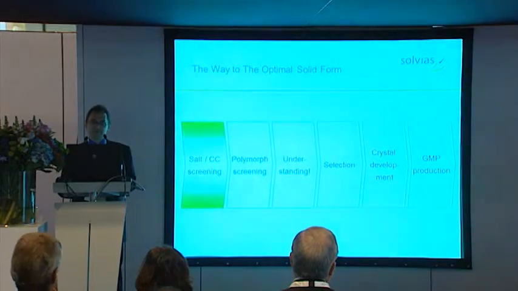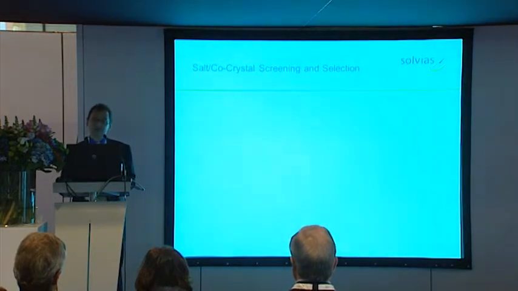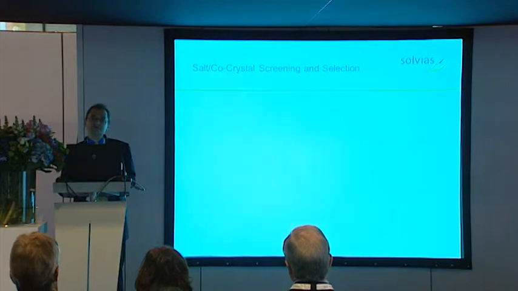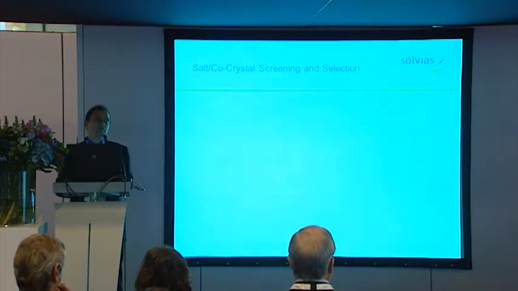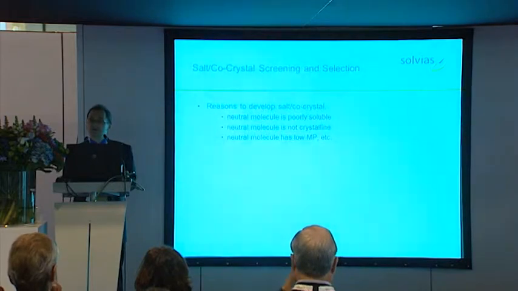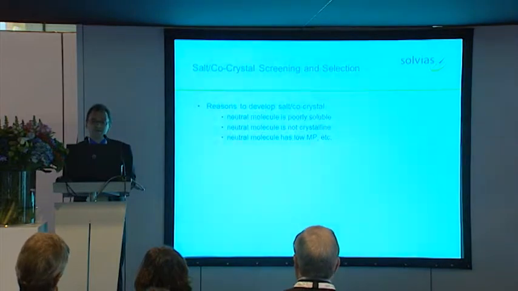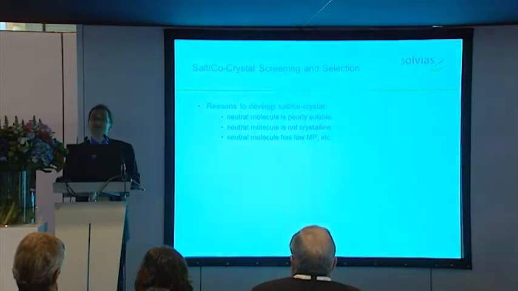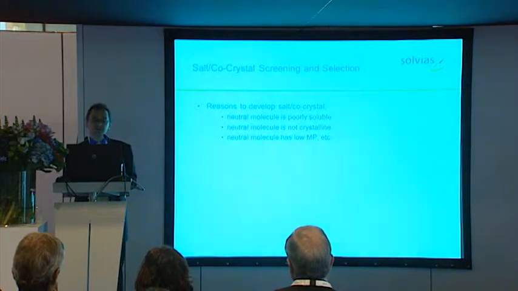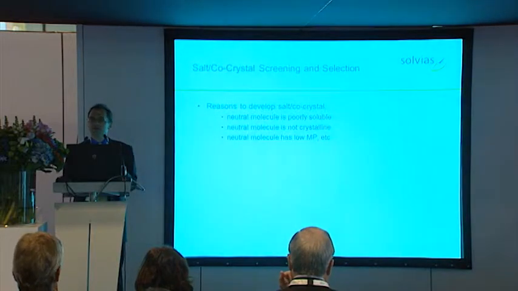So let's start with salt and co-crystal screening. First of all, why would you go for a salt or a co-crystal? You would try to go for a salt or a co-crystal if you're not 100% happy with the properties of your neutral molecule as such. And what you might not be happy with, number one, would be solubility. It could also be that it's difficult to crystallize the neutral molecule, or that it has other undesirable properties like a low melting point, etc., which makes it hard to formulate.